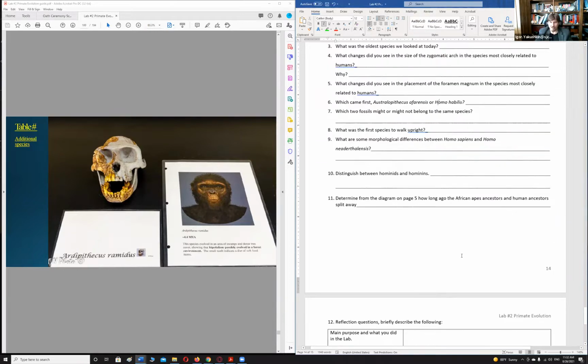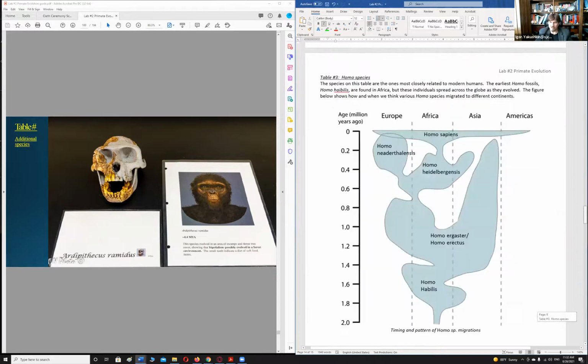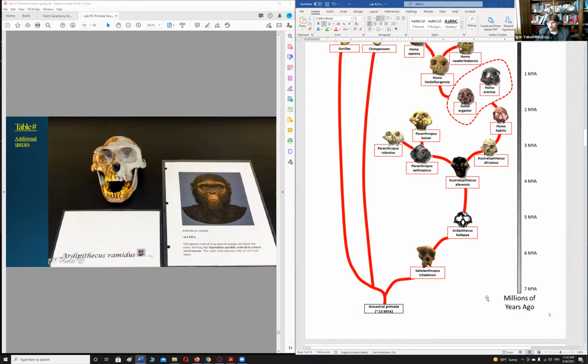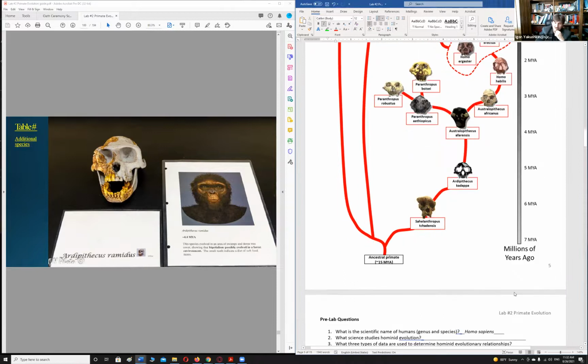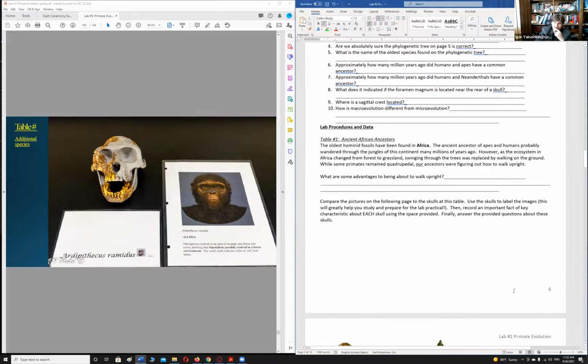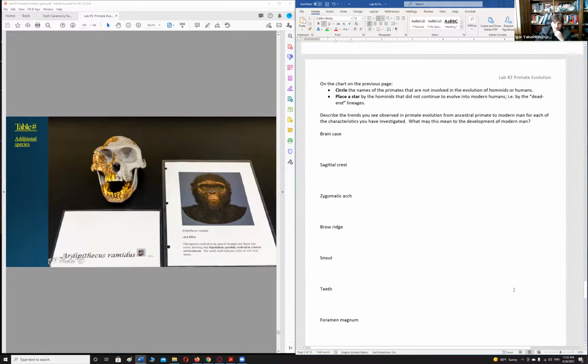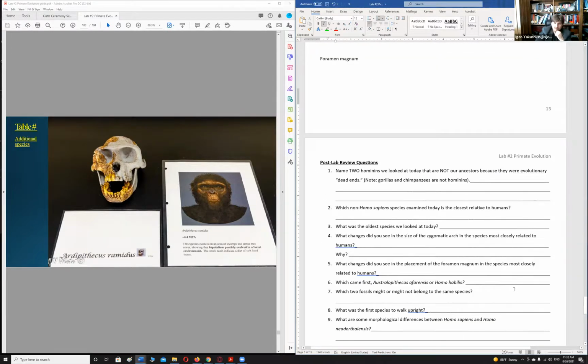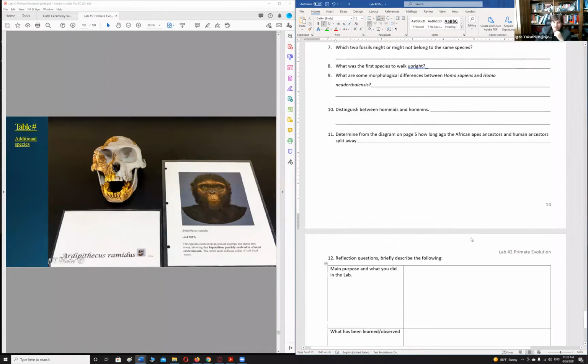Determine on the diagram from page 5 how long ago the African apes' ancestor and humans split away. Well, that's relatively easy, right? 7.5 if you want to be on the safe side. 8 million years ago, somewhere between 7 to 8 million years, probably, give or take a million years.